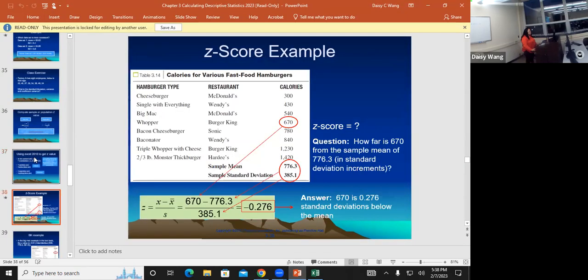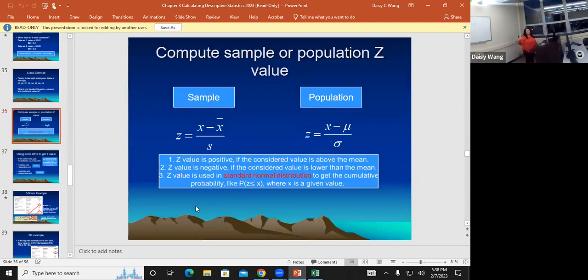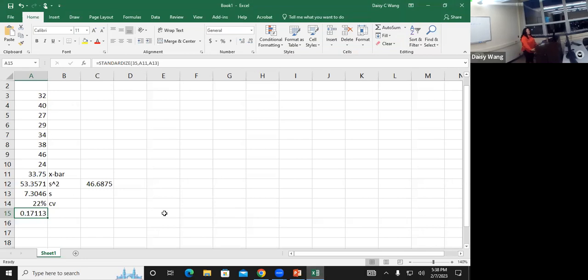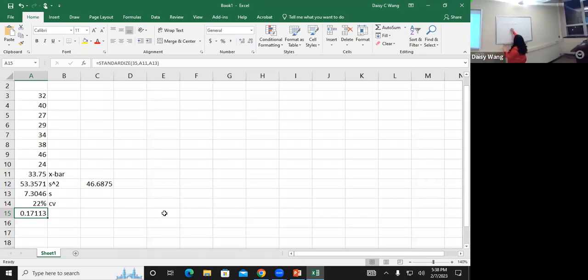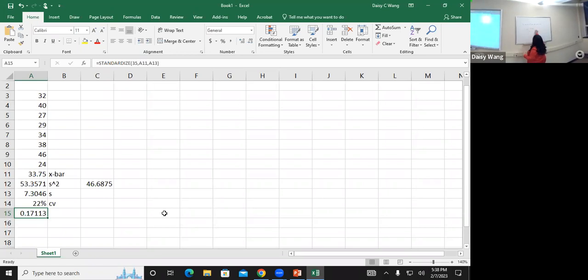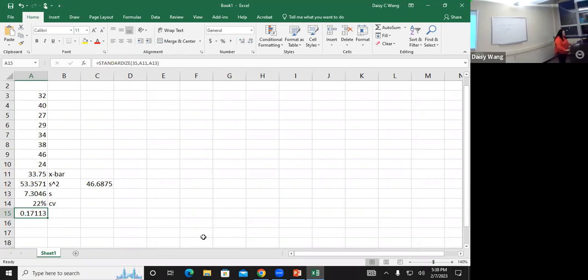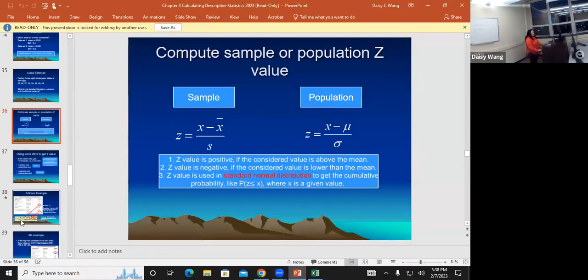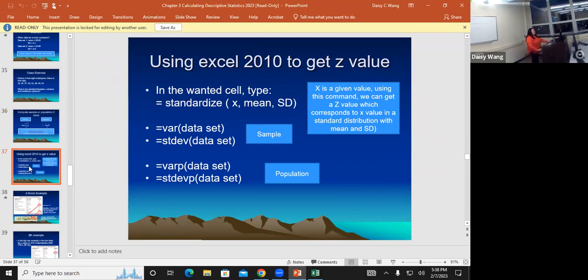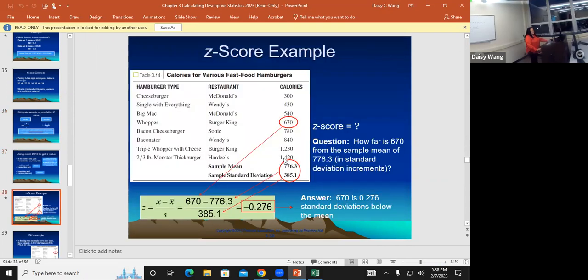x minus x bar. So in this case, the x I use is 35. So all we need to do is use 35 minus 33.75 divided by the standard deviation, point something. Okay, so we get the z value 0.17113. So that's how we get the z value, and then we need to look at the table to get the probability.